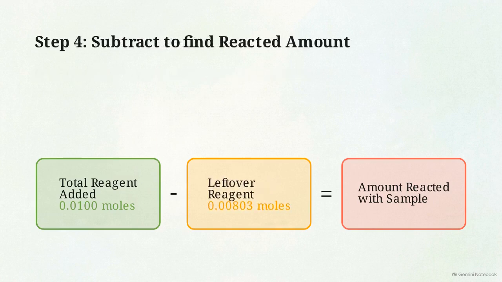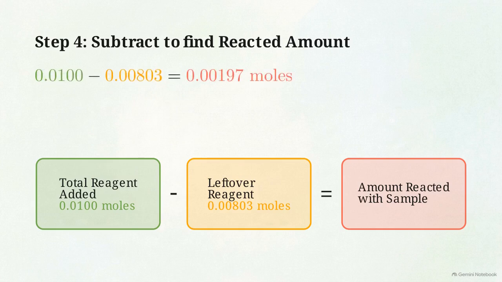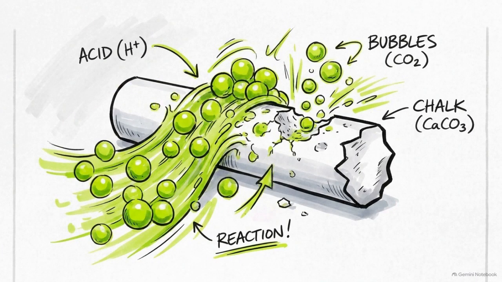Step 4. Subtract the leftover B, 0.00803, from that total of 0.0100. This leaves us with 0.00197 moles of reagent B that were consumed by the chalk. This subtraction provides the data that direct titration couldn't. It isolates the specific portion of the chemical flood that successfully attacked our sample.